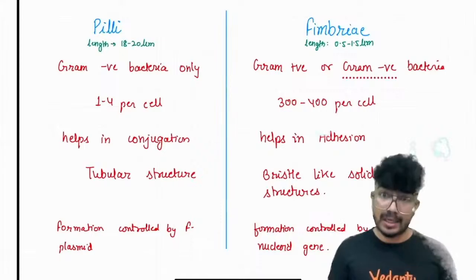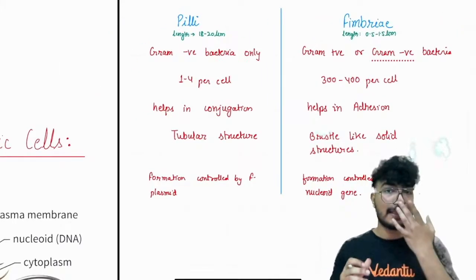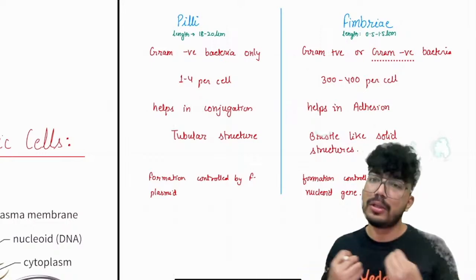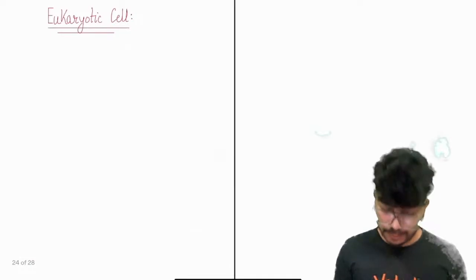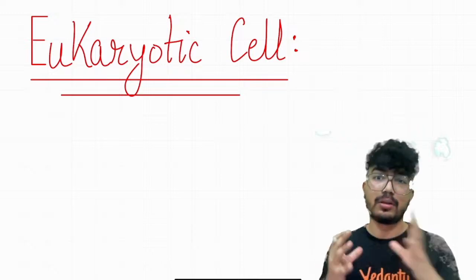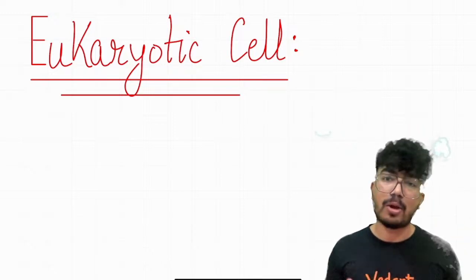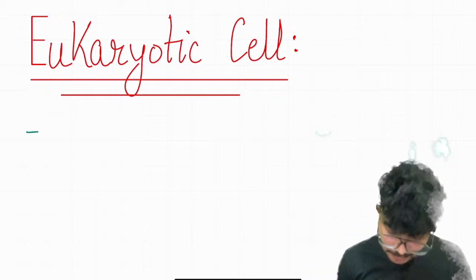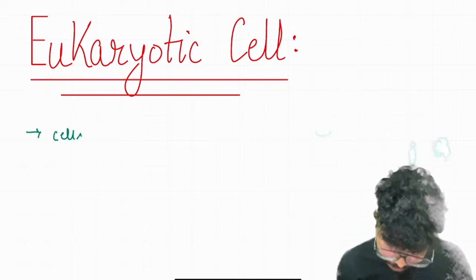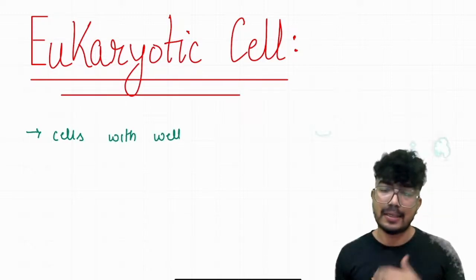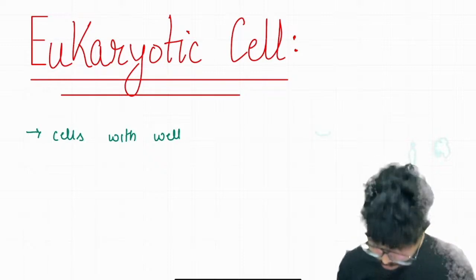Okay, so here we are done with pili and fimbriae, and that wraps up the topic, the structure of the prokaryotic cell. Now we can talk about the eukaryotic cell. So the next topic is going to be about the eukaryotic cell. What can be the best definition for eukaryotic cells? These are the cells having a well organized nucleus and several membrane bound cell organelles. When I say well organized, that is the jacketed or double membrane bound nucleus.